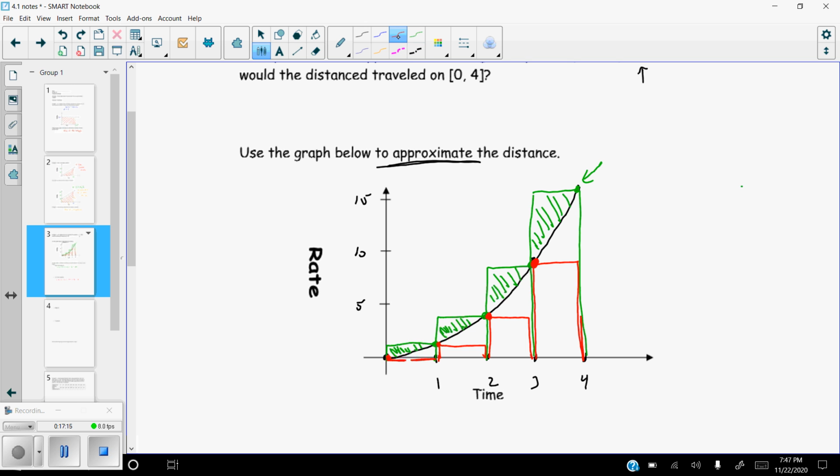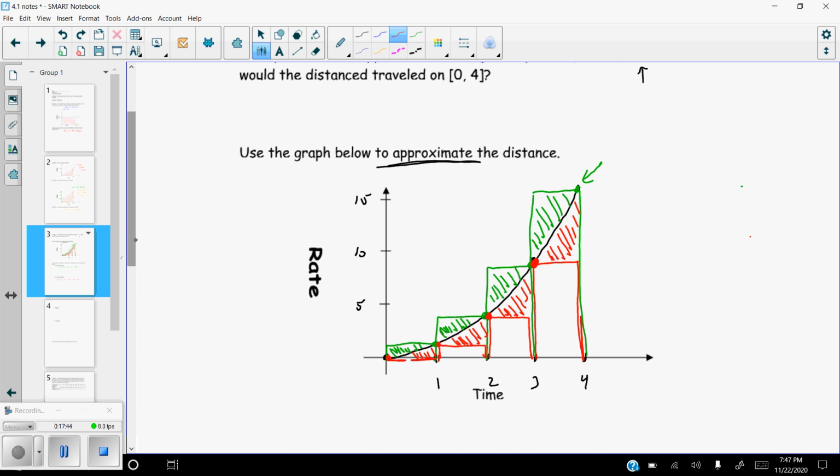With the red rectangles, I've got all of this space right here, which is clearly not accounted for because there's still space under the curve that's above the rectangle that I just haven't accounted for. So all of the stuff for our left-hand approximation is going to be an under approximation. Those rectangles under approximate the curve. Well, there's one more way that we could do this, and it'll give us a much better approximation.